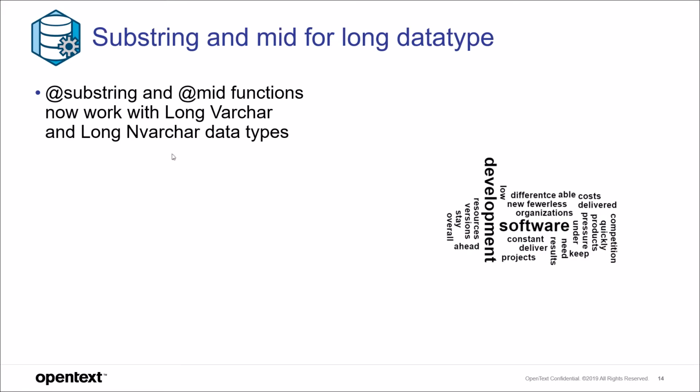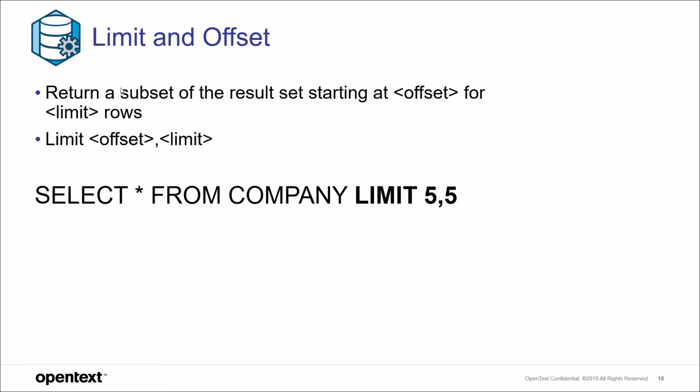Substring and mid for long data type. The substring and mid functions now work with long varchar and long nvarchar, so long Unicode varchar. And LIMIT and OFFSET have been fully implemented in SQLBase now. You can now do something like select star from company limit 5, 5. So you would select 5 rows starting from position 5 in the result set of that query.